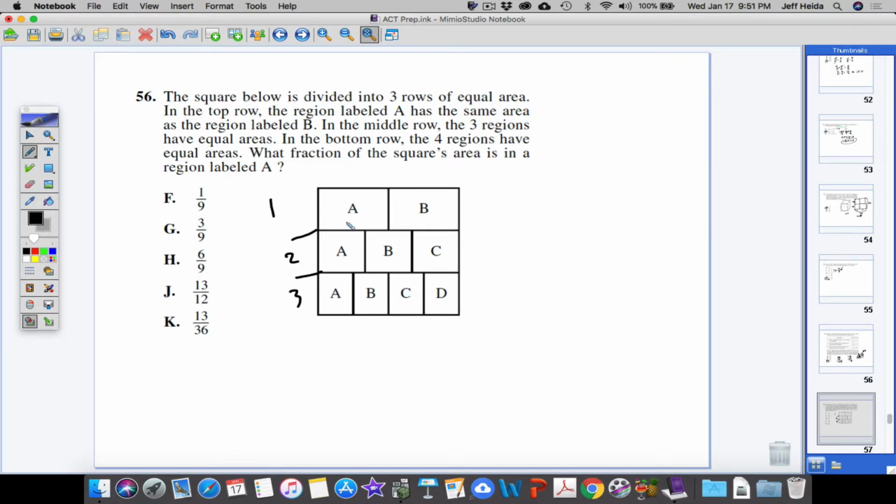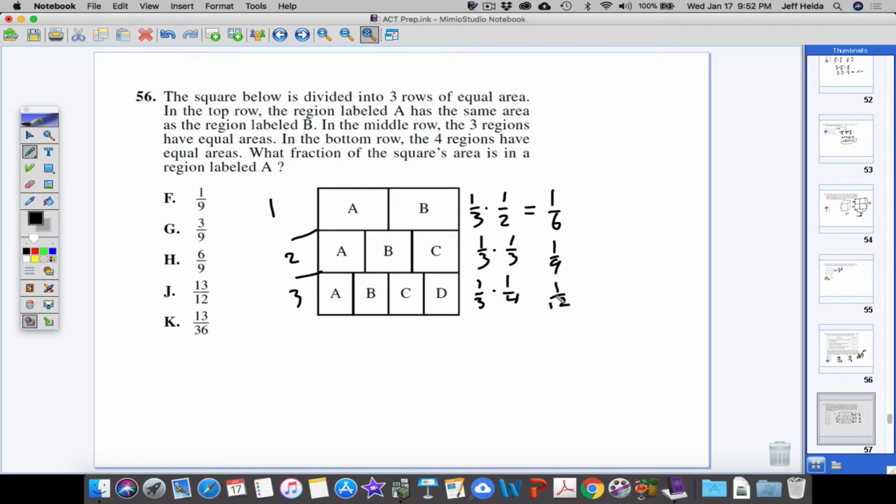So because there are 3 different sections, it's going to be 1/3, and then A takes up 1/2 of that 1/3. The second is also 1/3, and A makes up 1/3 of this section. The bottom row, which is also 1/3, A makes up 1/4 of that section. So 1/3 times 1/2 is 1/6. 1/3 times 1/3 is 1/9. 1/3 times 1/4 is 1/12.